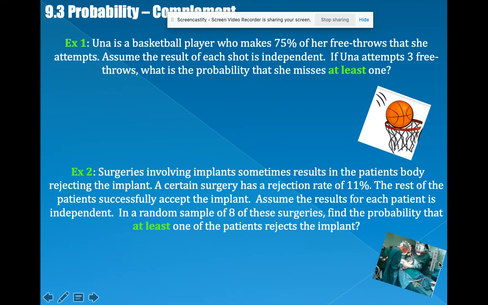So I have a basketball player. She consistently makes 75% of her free throws. Assume that each shot is independent. If she attempts 3 of them, what's the probability that she misses at least 1? So what should I do here? At least is my trigger that maybe I can do the complement.